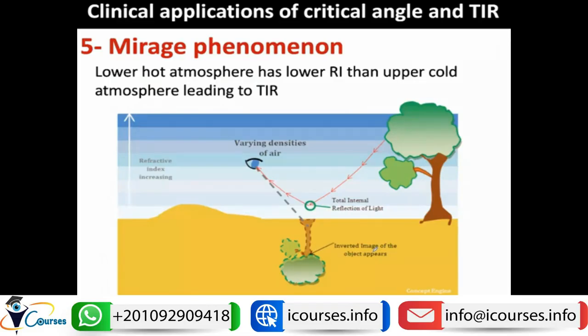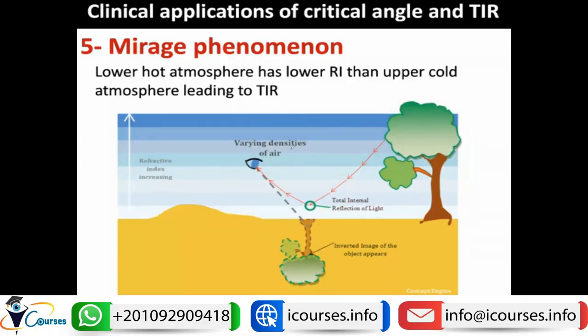Another application of total internal reflection is the mirage phenomenon. The mirage phenomenon means that we can see reflections of objects in the ground that are not real. It's a mirage. So how do these objects form? This is by the principle of total internal reflection. This occurs in hot weather.